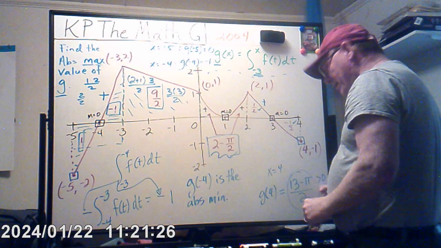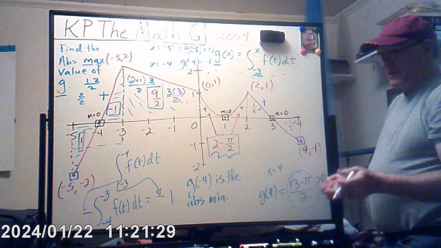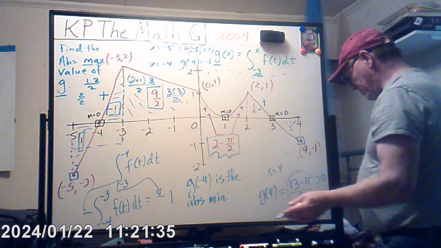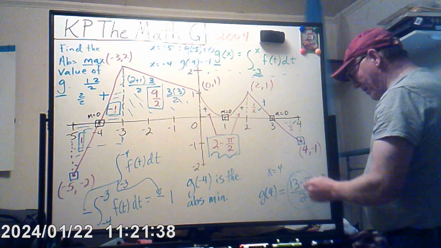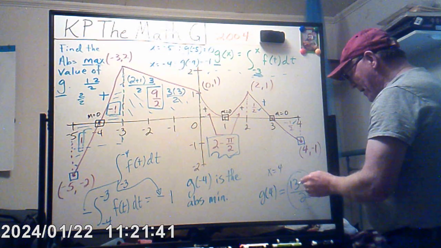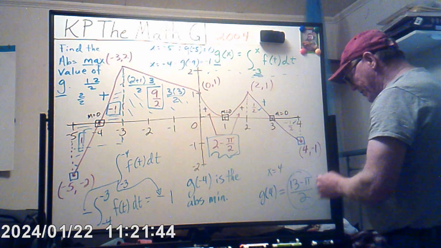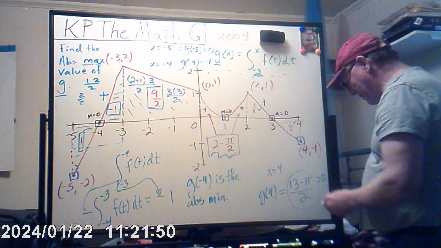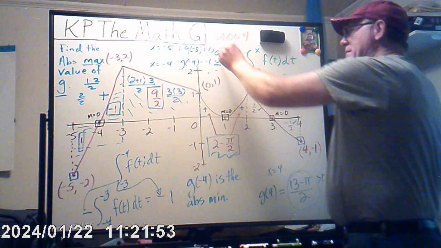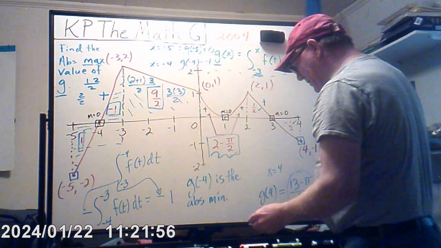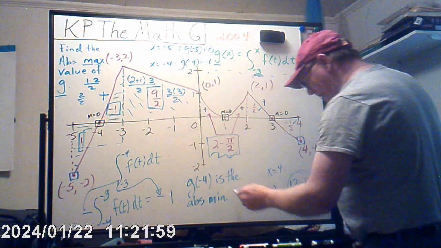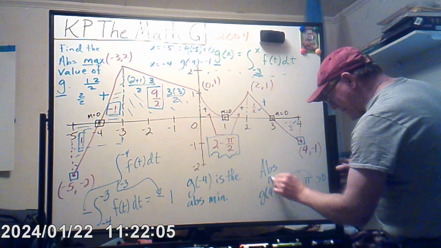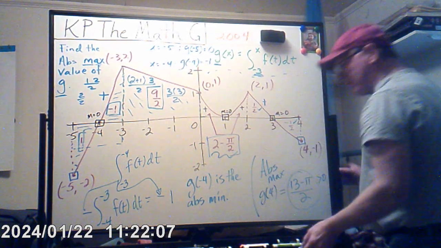This is greater than 0. Even if we say pi is equal to 3, which is not, it's 3.14, 13 minus 3 is 10, and 10 over 2 is 5. Even if it is less than 5, 4 point something, still that's greater than 0. That's 0, and this would be the absolute max. So while this would be the absolute min, this is the absolute max. So it depends on the problem.